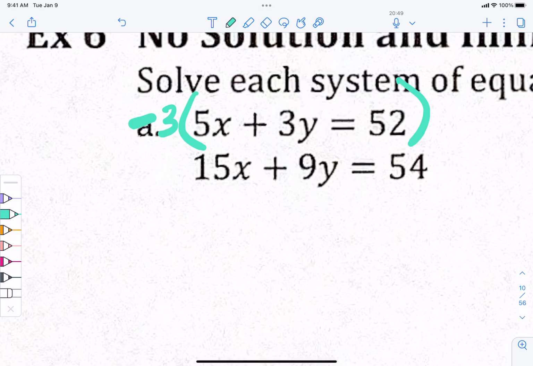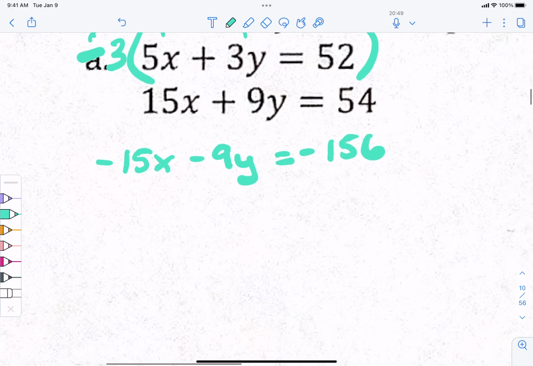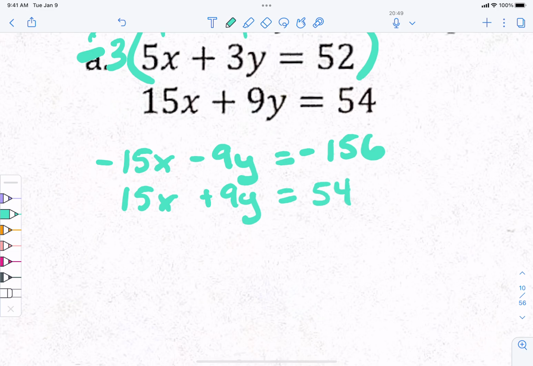All right, so here's the deal. We multiply by negative 3. Negative 3 times 5 is negative 15x. Okay. Negative 3 times 3 is negative 9y. Oh boy, that's going to be like negative 156, I think. Yeah? Okay. Now I'm going to write the other one right below it. So 15x plus 9y. We were trying to eliminate the y's, right? And so the y's cancel out, negative 9 and positive 9.